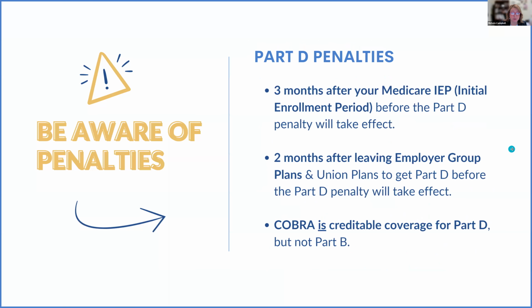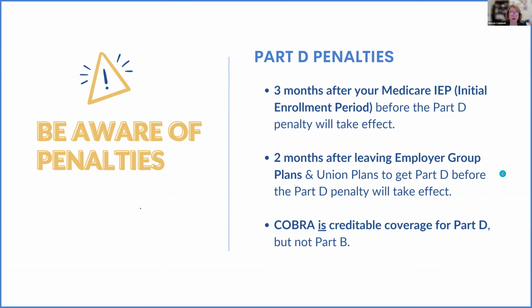So again, we have different penalties on Part D. You have 3 months after your Medicare initial enrollment period, which you saw is that 7-month window. After that 3 months after your birthday time frame, you will start incurring a penalty. Unless you have an employer group plan, you're fine.